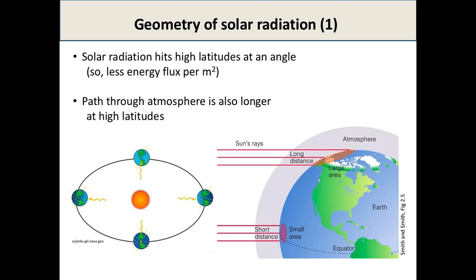Also, further north, it doesn't come out very well here in the book, this gray band here represents the atmosphere. And as the sun's rays pass through the atmosphere, the energy gets absorbed by water molecules, carbon molecules, different gases. Higher latitudes pass through more atmosphere, so more of the energy is absorbed before it gets to the Earth's surface.